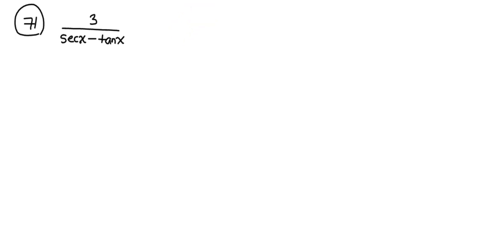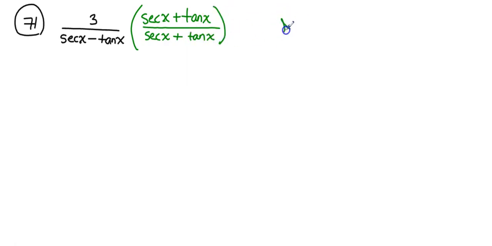I will choose to pull out the conjugate from my algebra toolbox. So I will multiply the numerator by secant of x plus tangent of x divided by secant of x plus tangent of x. Remember again, we are using the conjugate here.